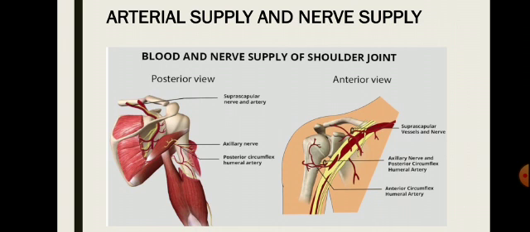Totally four. Okay, suprascapular, subscapular. You can easily remember this by remembering the scapular arteries, subscapular and suprascapular, two arteries, and the anterior and posterior circumflex humeral arteries, they are in parallel.